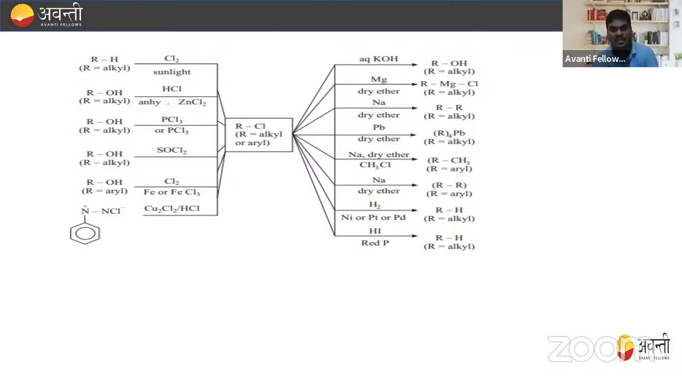Now, with aqueous KOH, it will give ROH. Similarly, magnesium and dry ether will give RMgCl. Na will form R-R, also known as the Wurtz reaction. Na in dry ether, and nickel, platinum, or palladium, gives alkane.